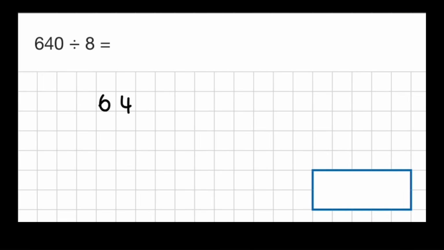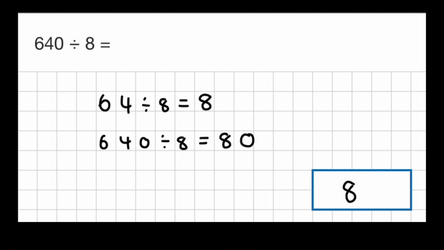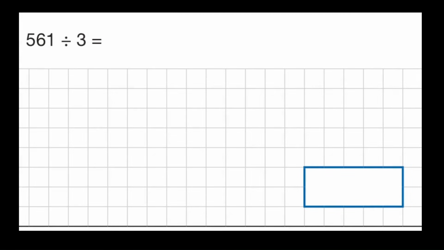So again, it's your turn. Try 640 divided by 8. So I would do 64 divided by 8, which I know is 8 because 8 times 8 is 64. And therefore you know that 640 divided by 8 would be equal to 80. So well done. Now try 561 divided by 3.